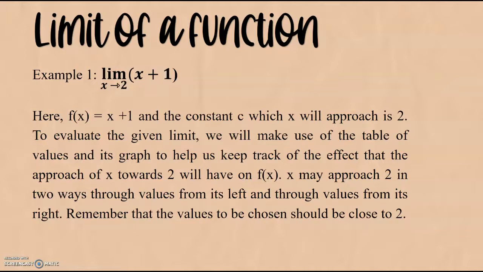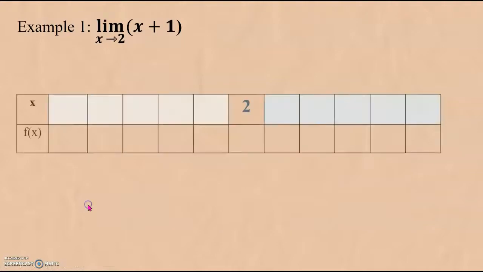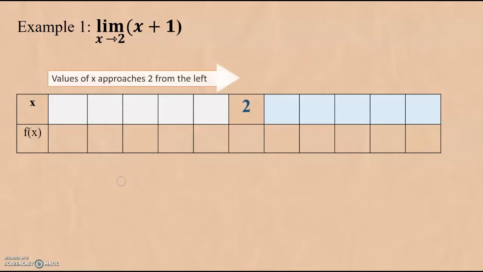x may approach 2 in two ways, through values from its left and through values from its right. Remember, the values to be chosen should be very close to 2. Constructing the table of values, we have. We will start first with values of x that approach 2 from the left.